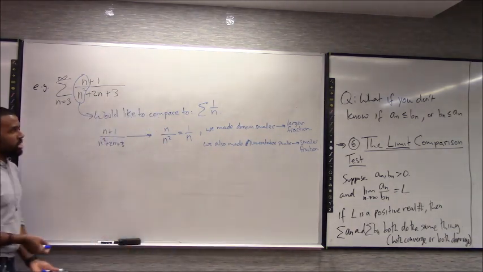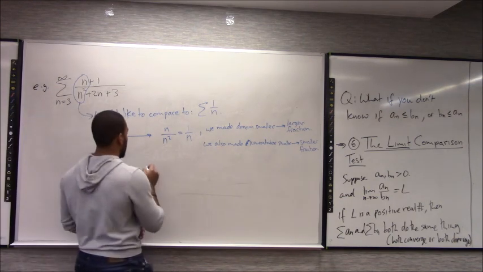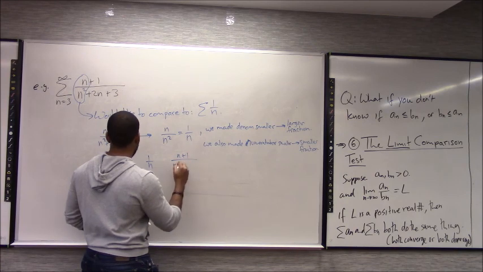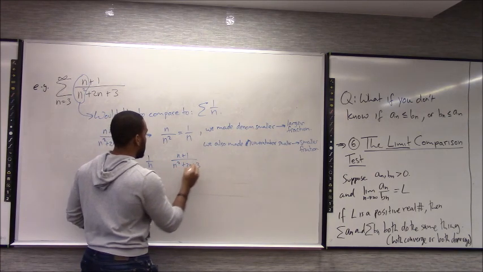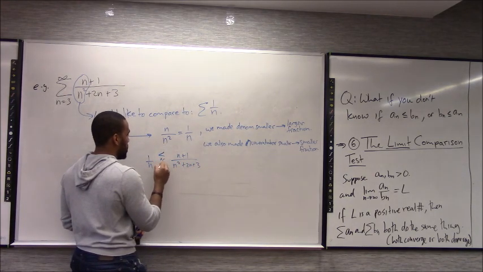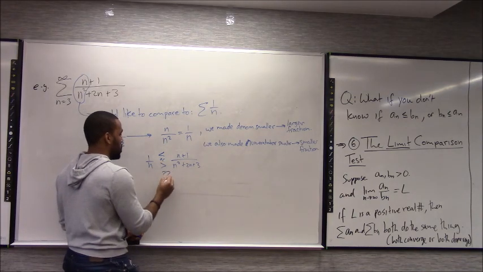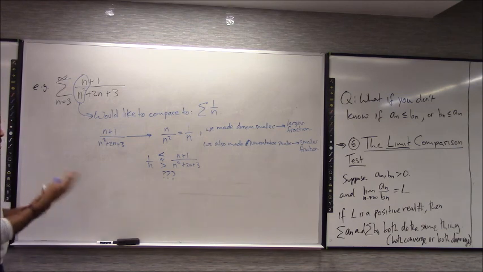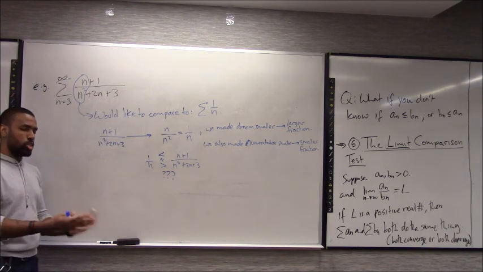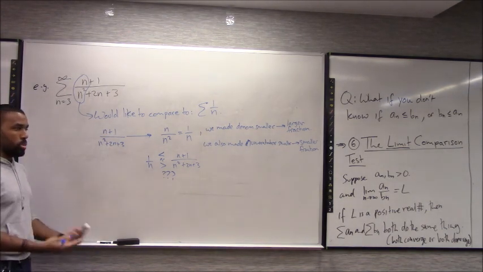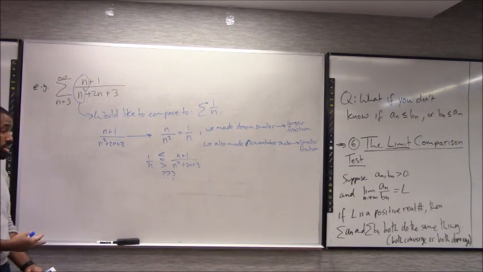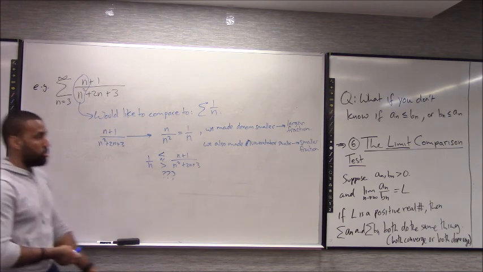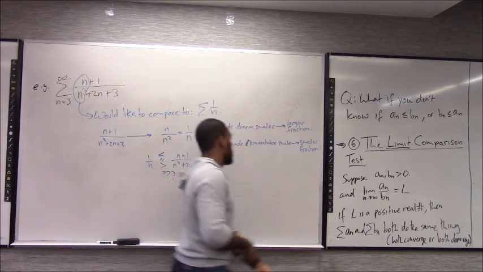It's not really clear. So in comparing 1 over n to (n + 1) over (n squared + 2n + 3), you don't know which side of the inequality it would be on. And for the direct comparison test, that's super important. What you can do instead is the limit comparison test.